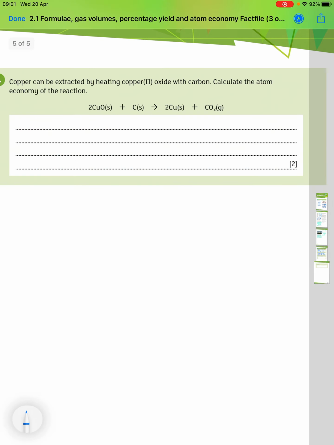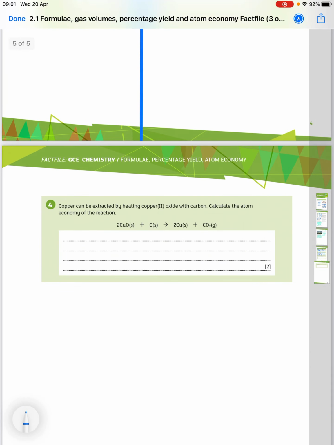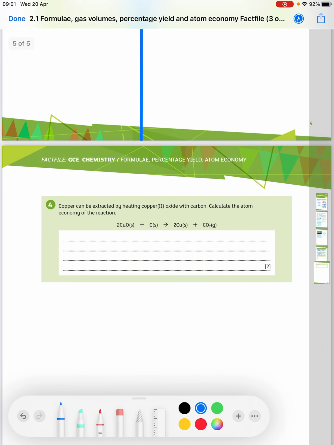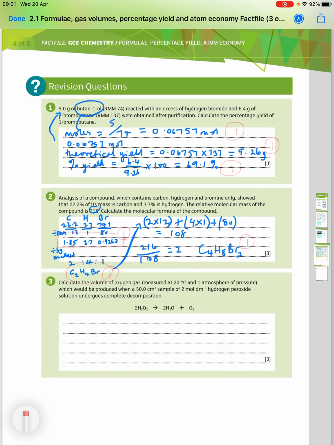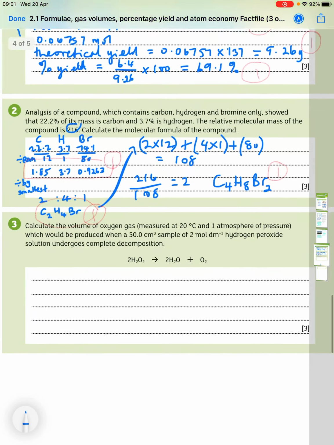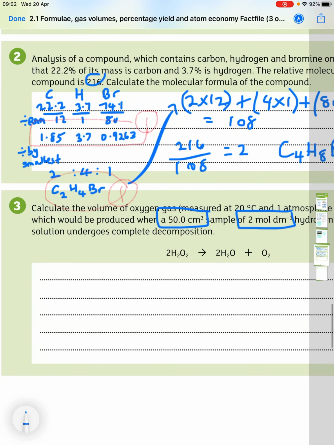Right, number 3. Calculate the volume of oxygen gas measured at 20 degrees and 1 atmosphere of pressure, which would be produced when a 50 cubic centimetre sample of 2 moles per dm cubed hydrogen peroxide solution undergoes complete decomposition.